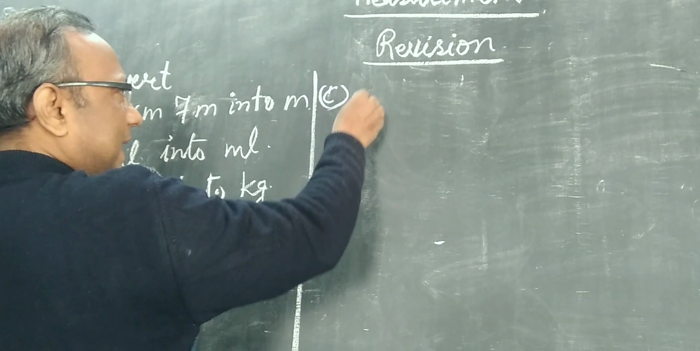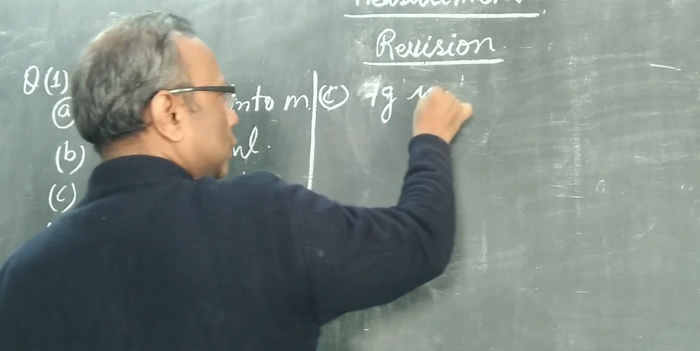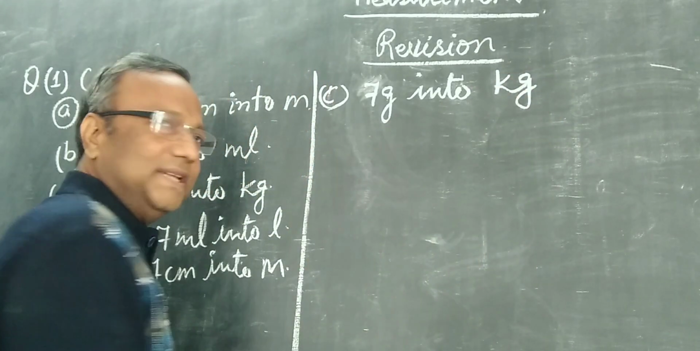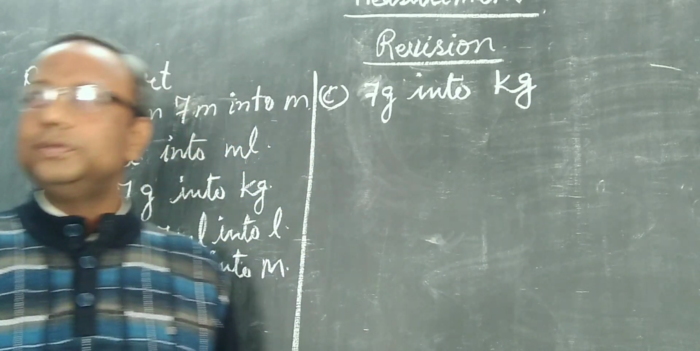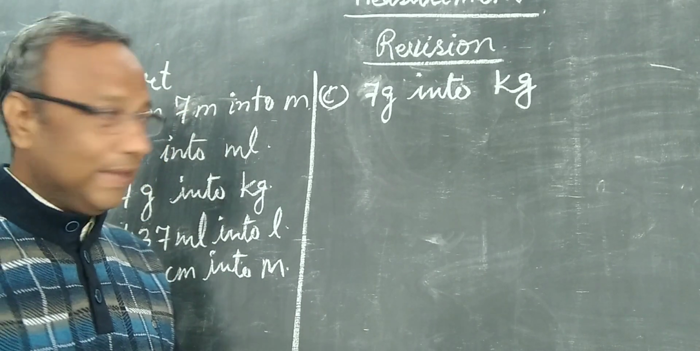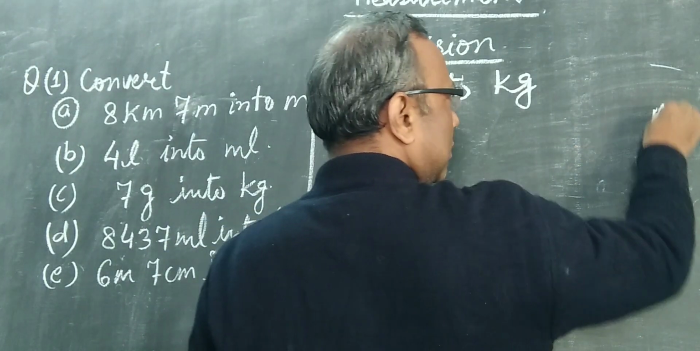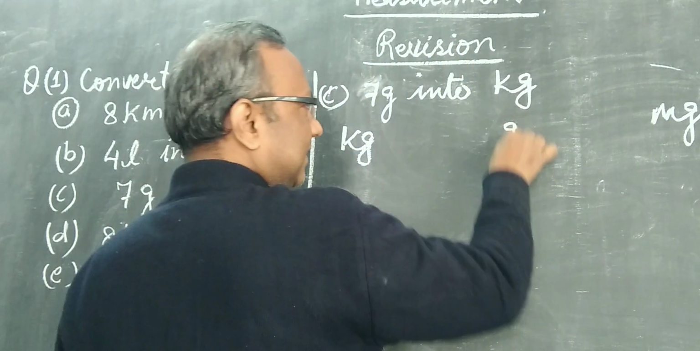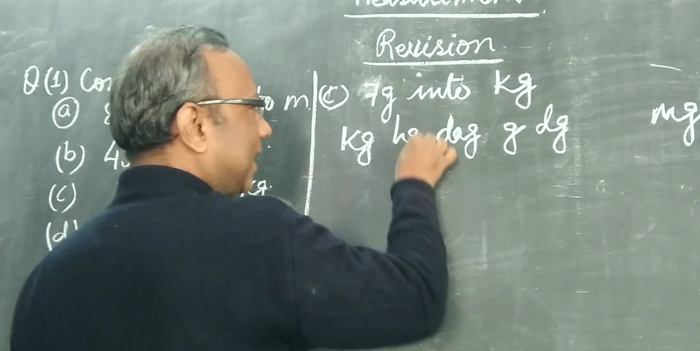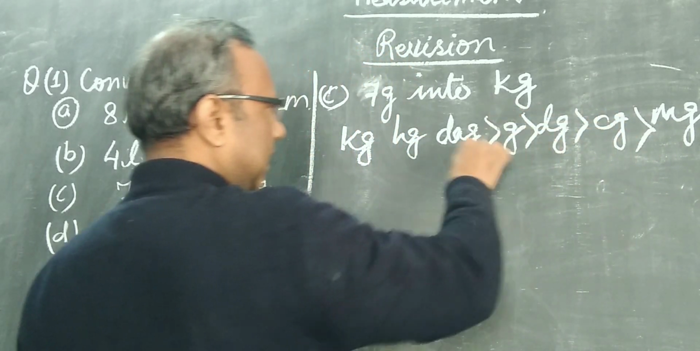This time we have to convert 7 gram into kilogram. This is the unit of mass now. So once again we will write down the unit order. Now see, the greatest unit is the kilogram, the smallest unit is the milligram, at the center gram, two sisters decagram and decigram, hectogram and centigram. We must learn the unit order.